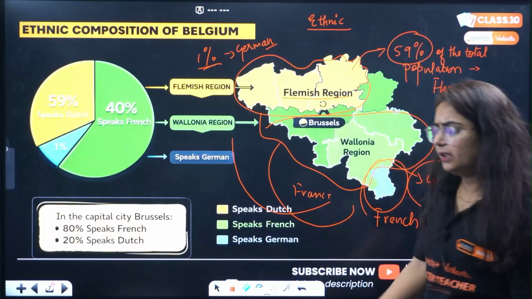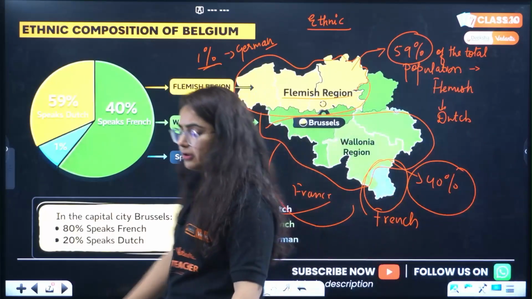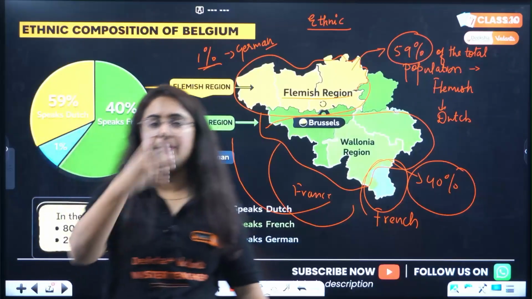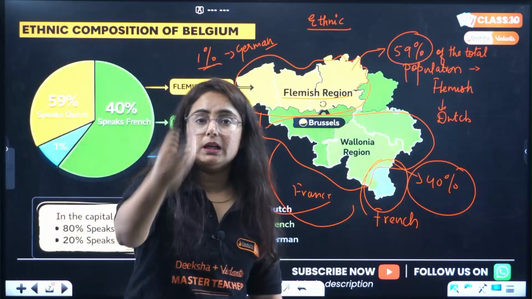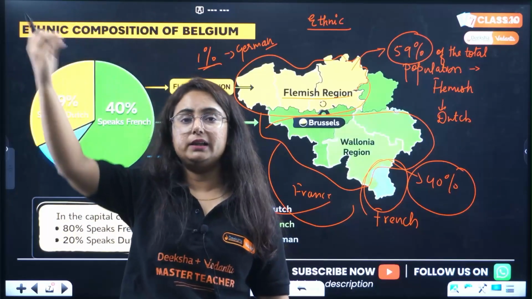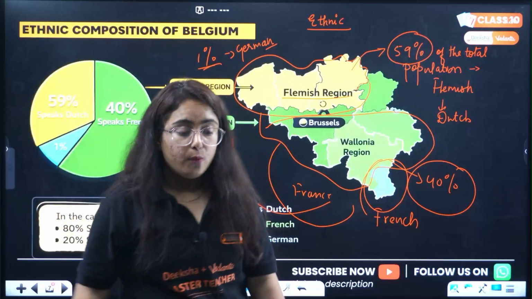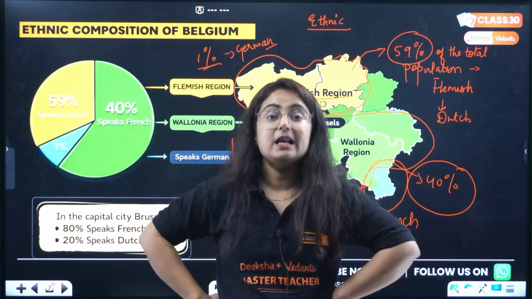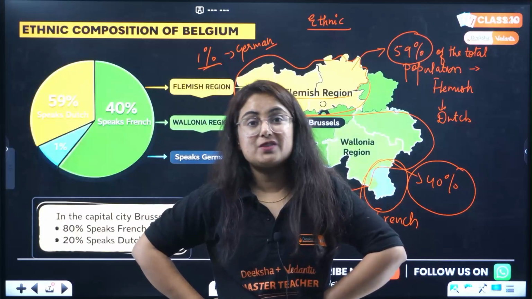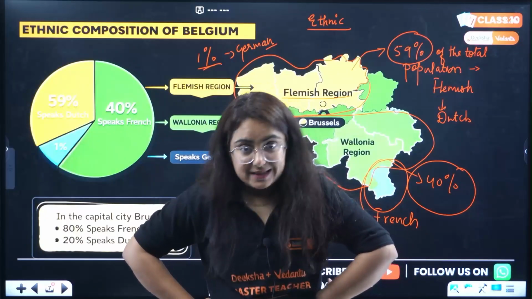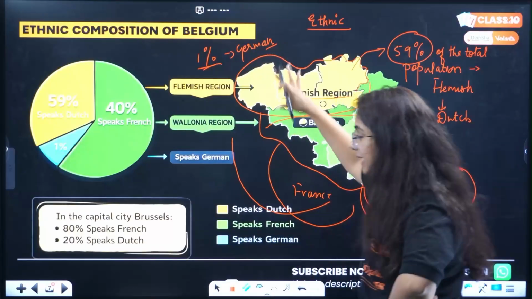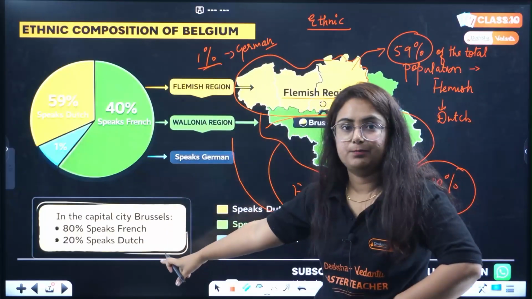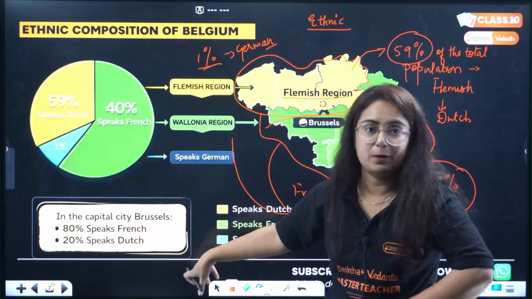Okay, ma'am, then what is the issue? In a country like India, there are people who speak Tamil, Kannada, Malayalam, Hindi, English, etc. We are also living together. Then what is the issue? Why are we telling this? Because the ethnic composition of Belgium is complex. The complexity lies in the capital city, and the problem starts from here.